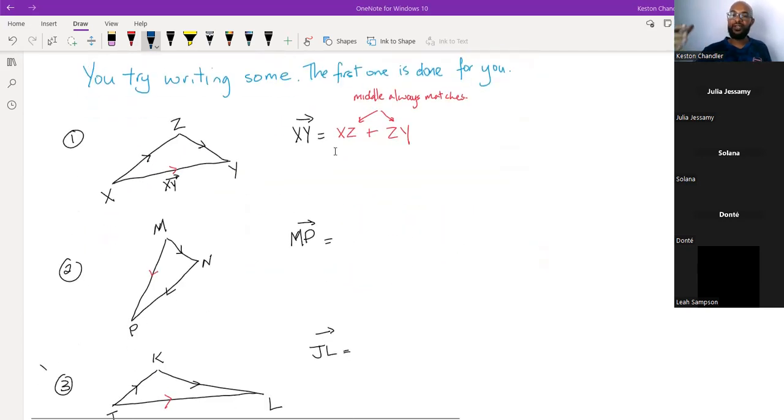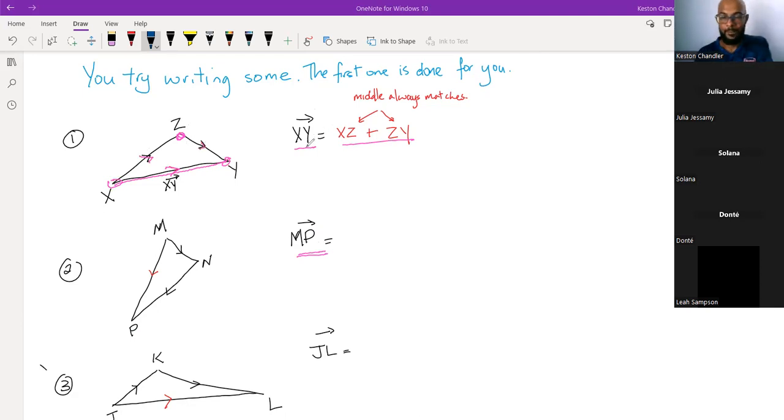So I want you to try writing some of these vector equations. The first one I did for you. Now, what I did is I wrote the resultant vector with a red arrow so you could see it, right? In each of them, I'll tell you which one I want you to find. Here we find X to Y, this vector here, going from X to Y. And to do that, we're going to go from X to Z and then from Z to Y. See it? X to Z, Z to Y. Look at the arrows. It's following each other, it's leading on to each other.